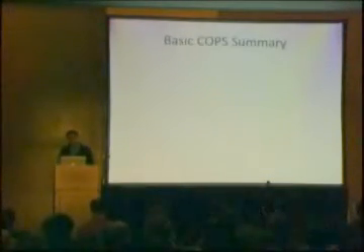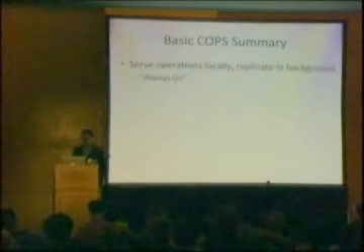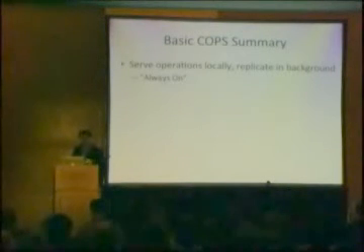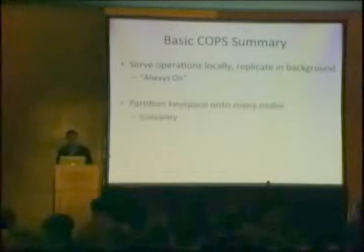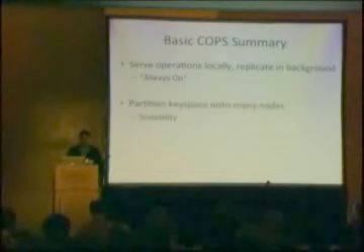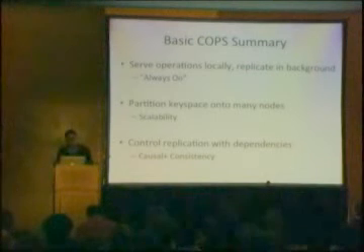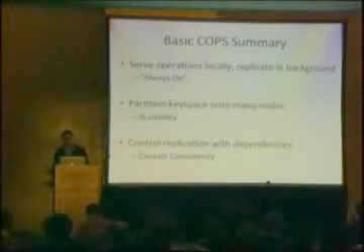So just to summarize this basic version of the system, we're going to serve all our operations locally and then replicate things in the background. So we get that always-on data store. We're going to partition our key space across many nodes to provide scalability. And then we're going to control how we do replication using the dependencies so we can still achieve causal consistency over top of this scalable partitioned base.